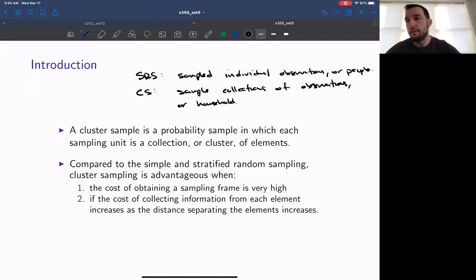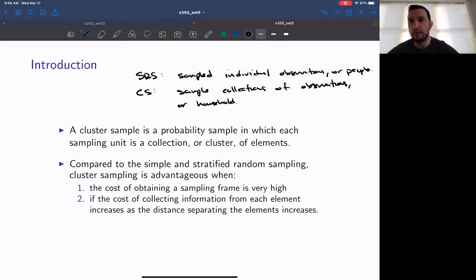One of the benefits, or one of the reasons that we would be interested in using cluster sampling, compared to stratification, would be that the cost of obtaining a sampling frame could be very high for each of the different strata that we have split the population into.